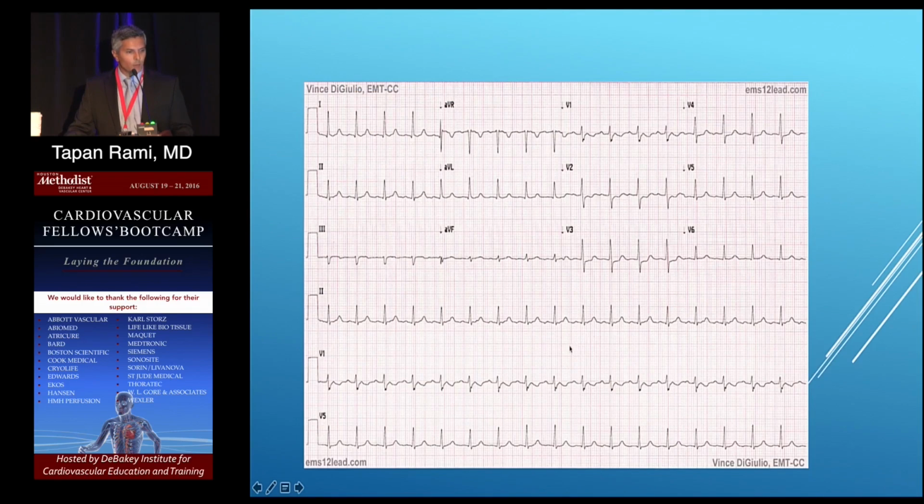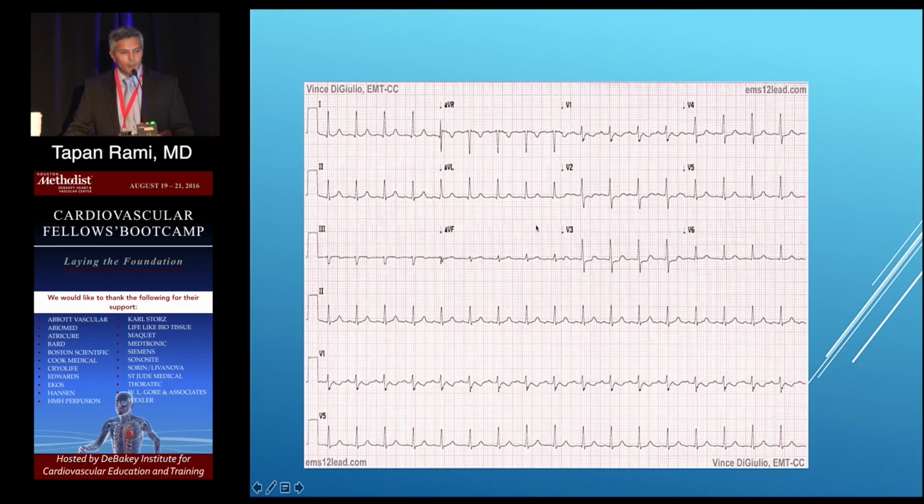And this rhythm right here looks like probably sinus rhythm, right? You have P waves in 2, 3, and AVF. They look like they have a positivity there. You have a P wave here in V1. I don't really see any other deflection here.